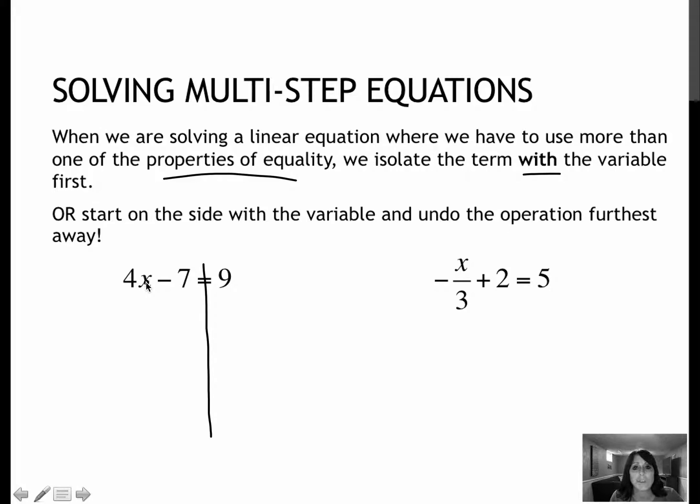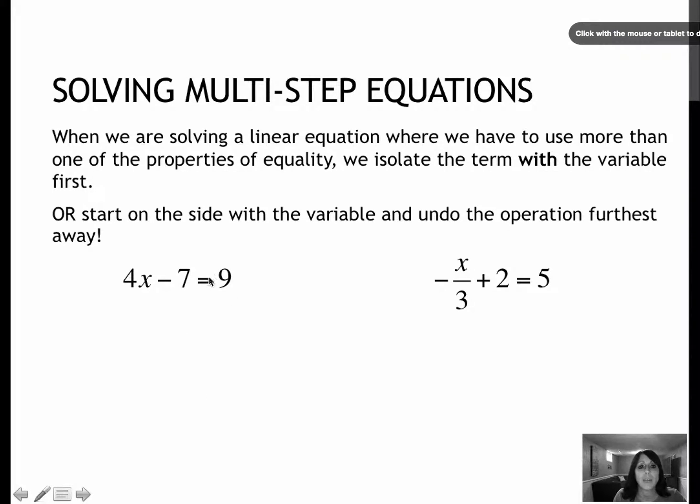On the side that has the variable, it is being multiplied by 4, it is also being subtracted by 7. I have to undo both of those things. Now if I chose to divide by 4 first, look what's going to happen. I'm going to divide every single thing by 4. Now that works okay for x, but now I've got an ugly fraction and an ugly fraction, and I don't like fractions. So instead of doing it that way, in order to make things nice and pretty, I'm going to start with the minus 7.